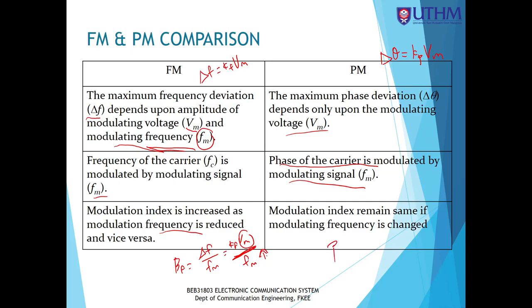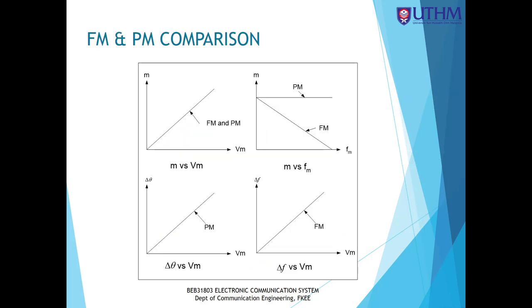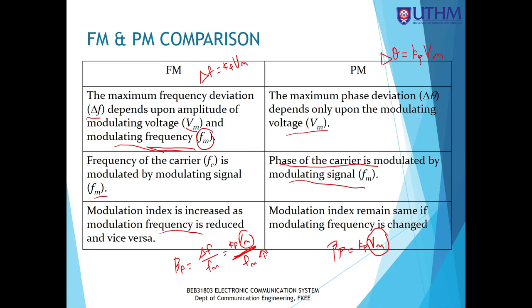And for beta P, if you remember, this is equal to KP VM. It is independent of the input frequency. Tidak bergantung kepada input frequency. So beta P only depends on the input voltage. So this is the explanation.